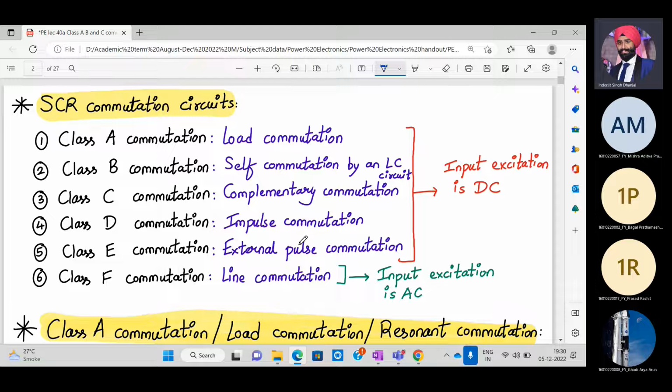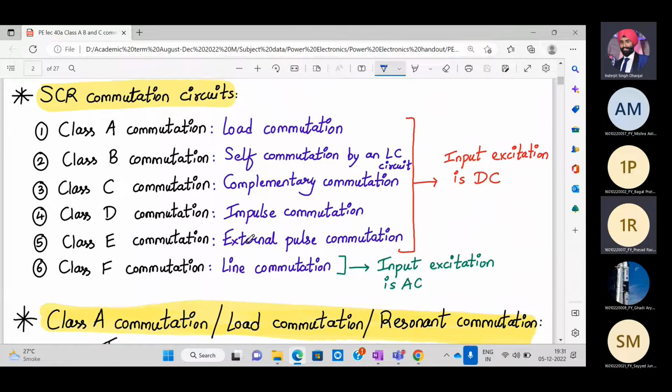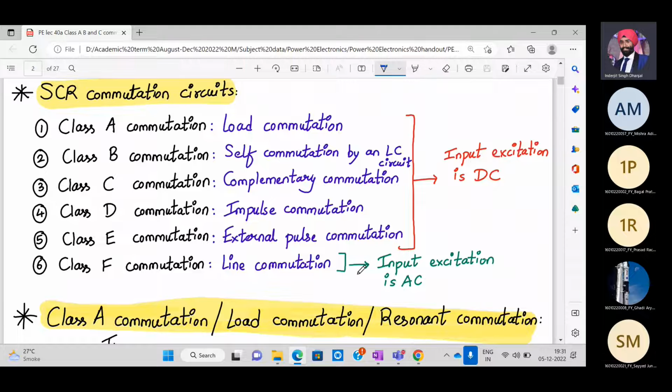So this is an important topic. Either they can ask you a theory question, or they can even ask you numericals, because we have formulas also for these commutation techniques. It's another important topic, and there is always a question from commutation circuits in the exam, either for 5 marks or 10 marks, or at most 15 marks. So this topic is really important. Okay, have you noted it down? Okay.